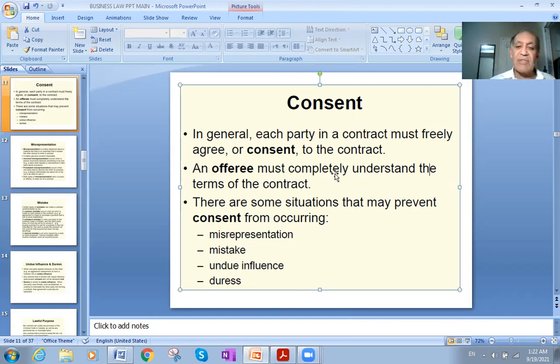An offeree must completely understand the terms of the contract. Of course, if he didn't understand it, then it will be void. Or he shouldn't sign before he understands, because once he signs, he is obligated to do all his responsibilities in this contract. The contract is enforceable. The meaning of the word enforceable is that once we sign on it, we have to act exactly according to the conditions required from both parties of the contract.